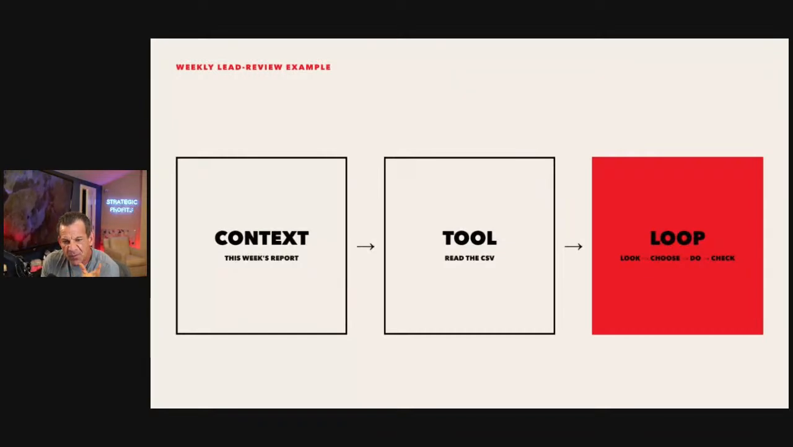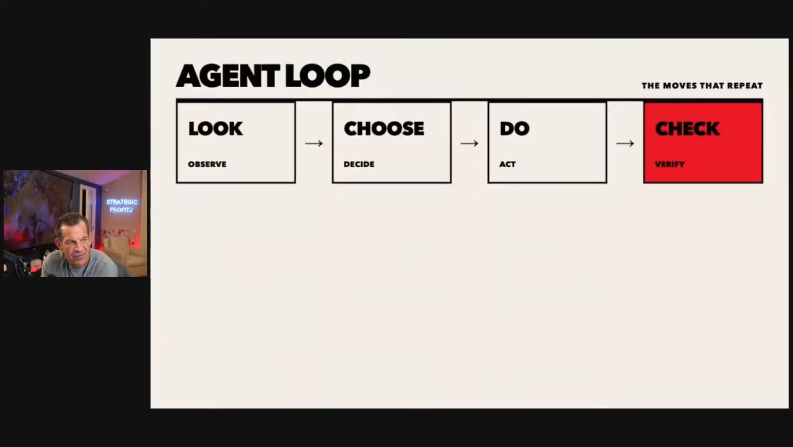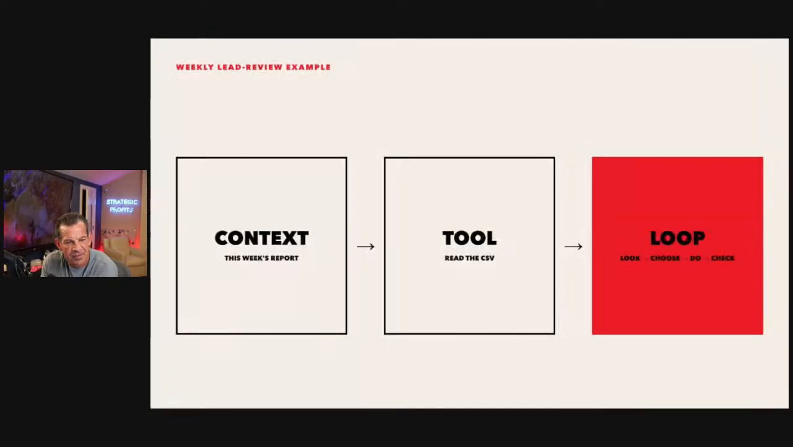Here's an example: one relevant report, one file reading tool, and one loop. The lead review workflow does not need the whole company archive, right? It needs this week's report, permission to read the file, and the 4-move loop, which was this: look, choose, do, check.